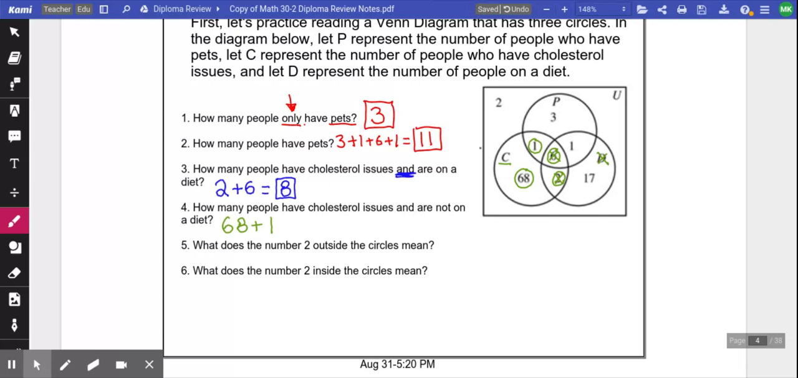The difference between the 68 and the 1, again, is the pet. But this question never mentions pets. All it cared about was you have a cholesterol issue and you are not on a diet. Therefore, there's 69 people who have cholesterol issues and are not on a diet. Perfect. Number 5 and number 6.